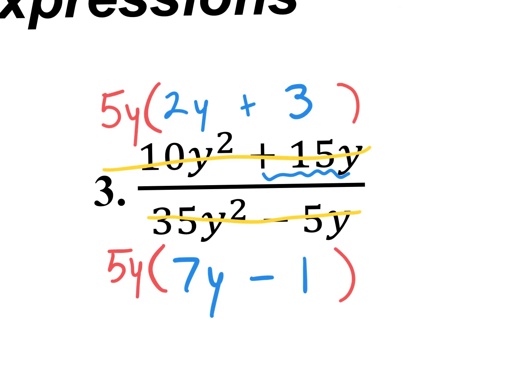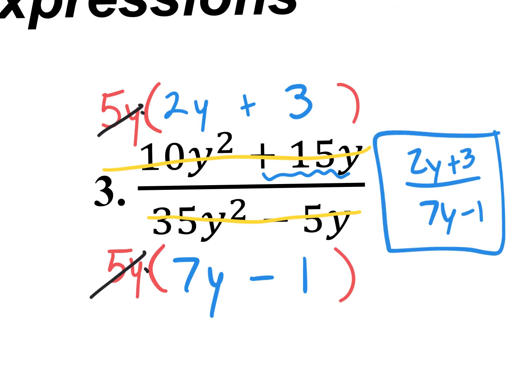Now that I've factored, I truly have something times something else, which is a binomial, and on the bottom we have something times another binomial. Because we have this pure multiplication, we are now able to cancel out the like terms. The 5y cancels out with the 5y, and this is your answer: 2y plus 3 over 7y minus 1. That is your answer. Let's move on.